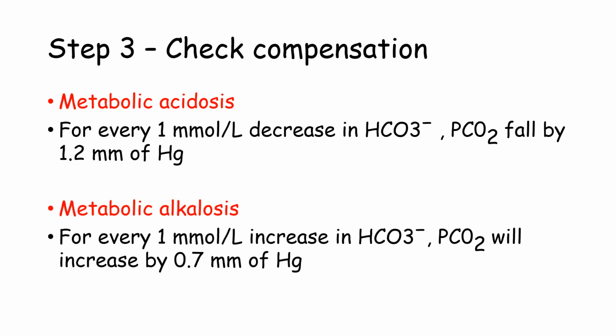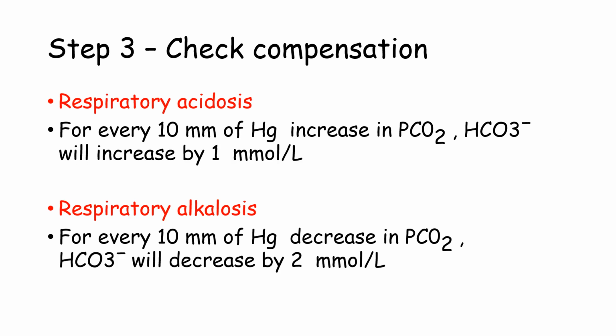Now talking about metabolic alkalosis, for every 1 millimole increase in the bicarbonate, the PCO2 value will increase by 0.7 mm of mercury. Same thing for respiratory acidosis. Here in the acidosis part, the PCO2 value will increase, isn't it? And for every 10 mm of mercury, the bicarbonate value has to increase by 1 millimole per liter.